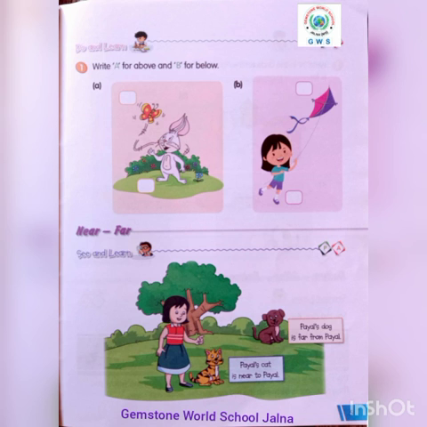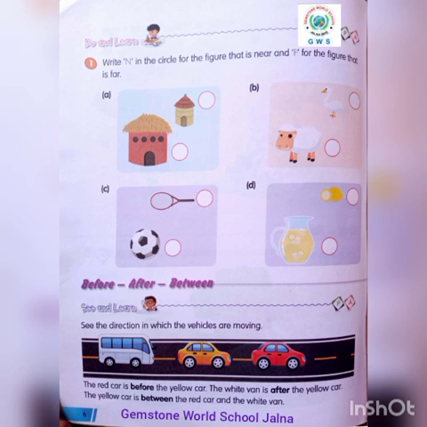On the next page, number 6, you have to do an activity about near and far. Here in picture A, 2 huts are given. One hut is near and another small hut is far. So you have to write N for near and F for far. Here a sheep is given and a duck is given. The sheep is near, so you have to write N for the sheep, and the duck is far, so you have to write F in the duck circle.